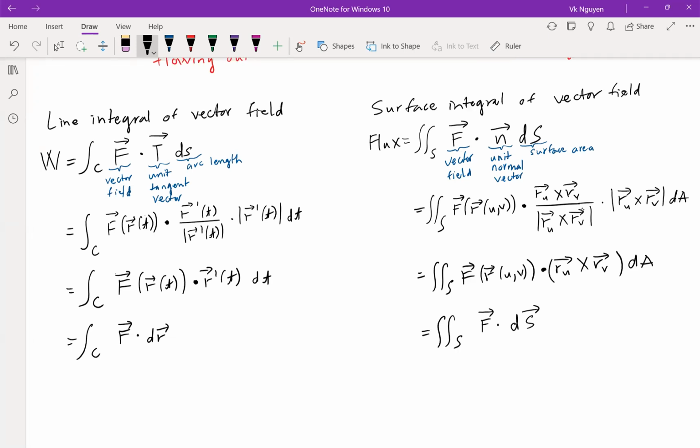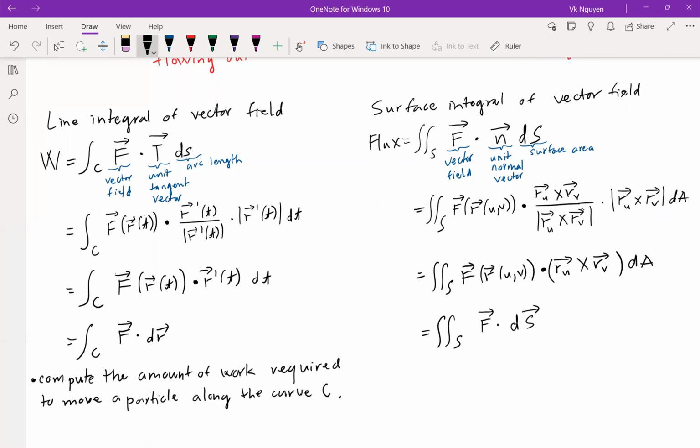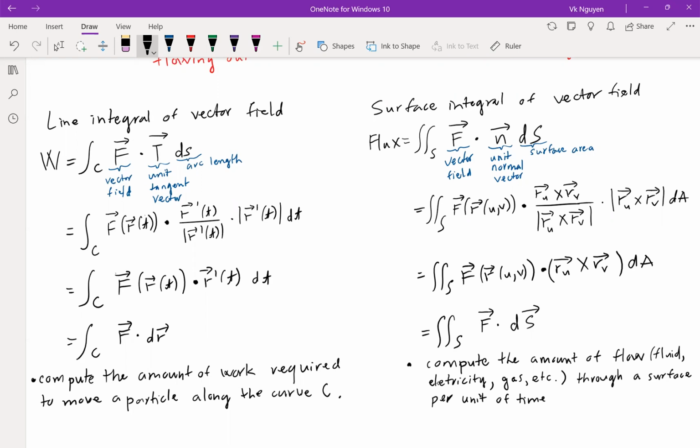You know the line integral computes work to move a particle along a curve C. For the surface integral, we compute the amount of flow through a surface per unit of time. A lot of people would call this the rate of flow through a surface, or flux.